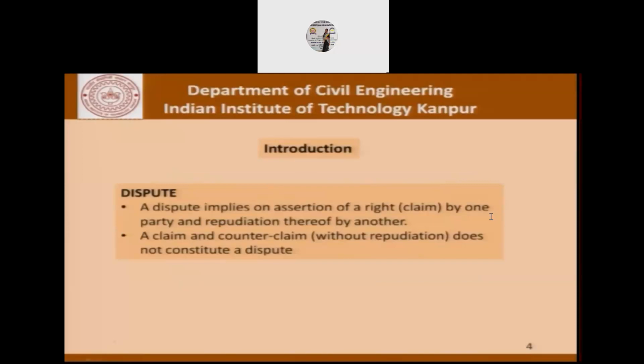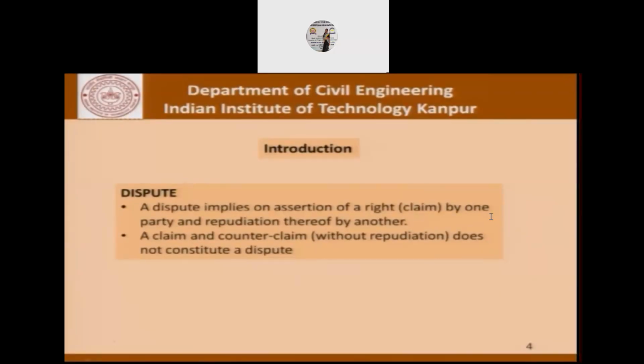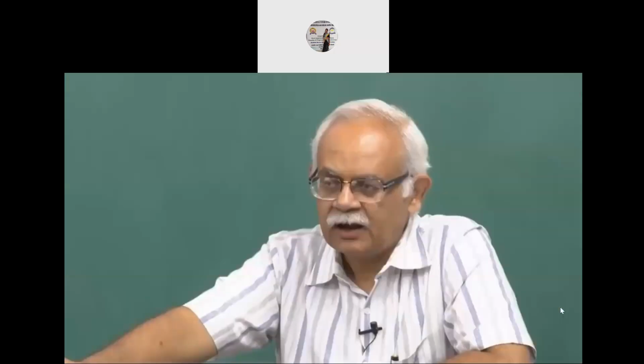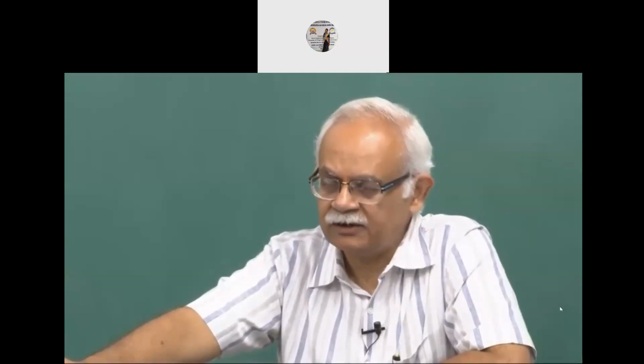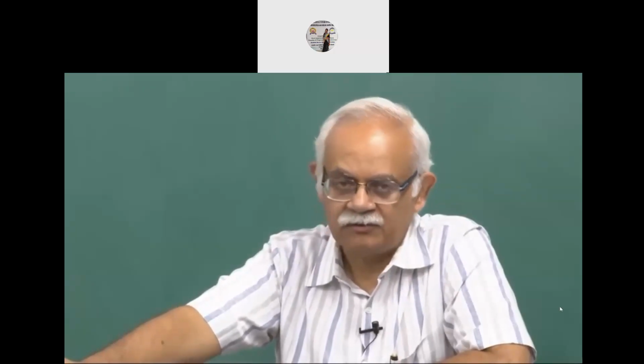Now we already know what a dispute is. A dispute implies a decision, right? A claim of one party and a rejection. A claim by itself does not constitute a dispute. So what we are going to talk about today is how a dispute can be resolved as far as the construction project is concerned, and what are some of the simple ground rules that operate in the minds of an arbitrator or a court when they are trying to address or resolve these disputes.